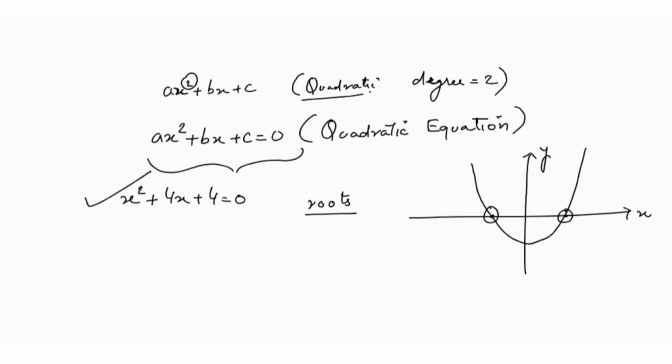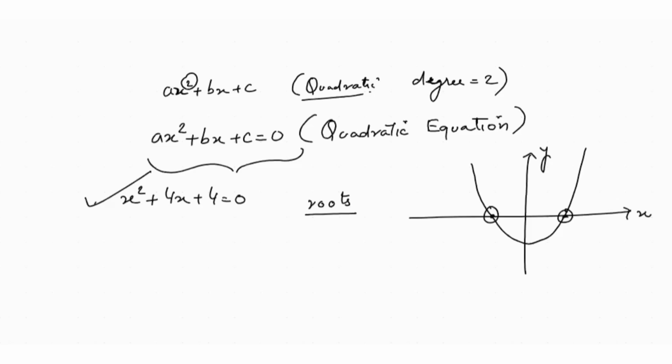Now, since it's a quadratic, if we draw a graph of the quadratic, it's in a U shape, basically a parabola. And you can see it is intersecting the x-axis at 2 points, right? That means it will have how many roots? It will have 2 roots.